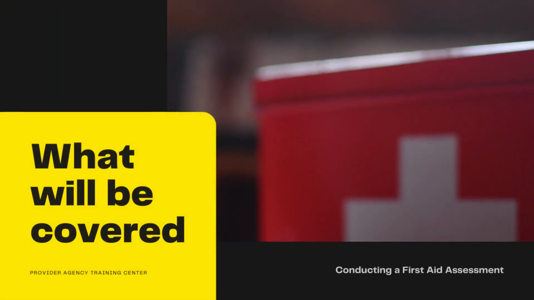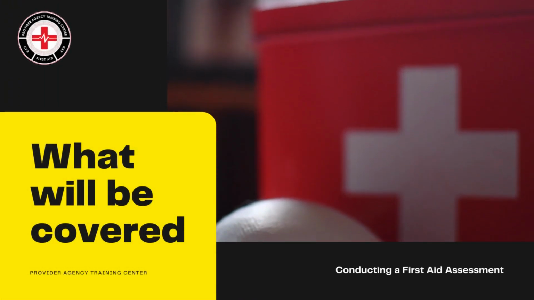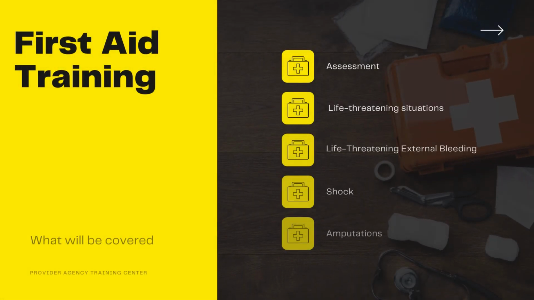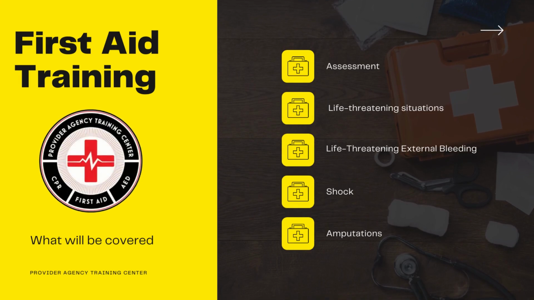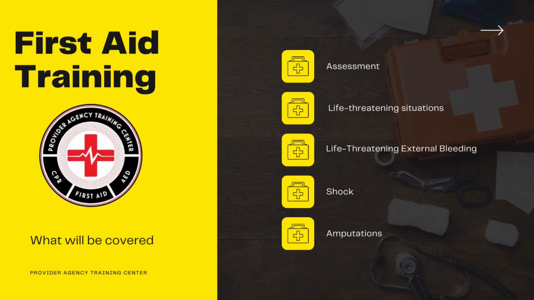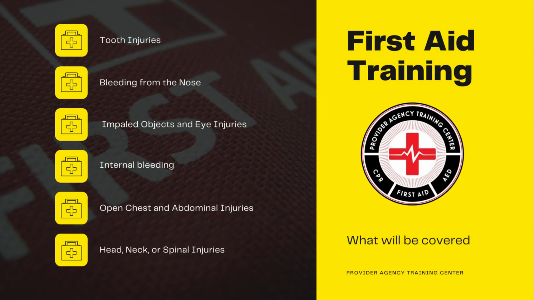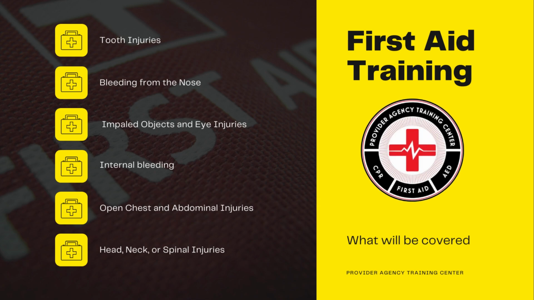In this course, we will cover a wide range of emergency situations and teach you the skills needed to provide effective first aid. We will start by discussing the importance of conducting a first aid assessment in any emergency situation. Then, we will move on to some of the most serious and potentially life-threatening situations, including severe, life-threatening external bleeding, shock, and amputations. We will also cover minor wounds such as tooth injuries and bleeding from the nose, as well as more serious injuries like impaled objects and eye injuries.